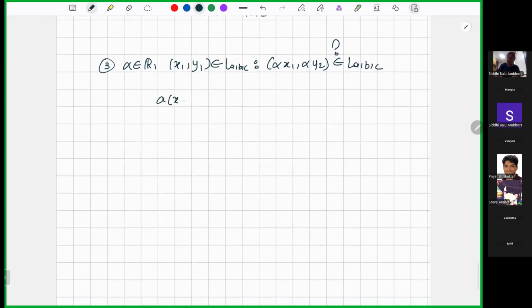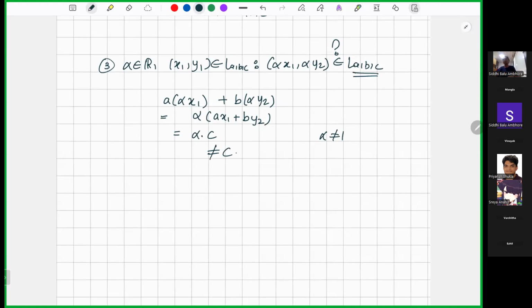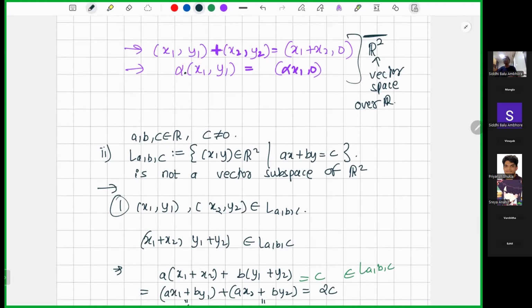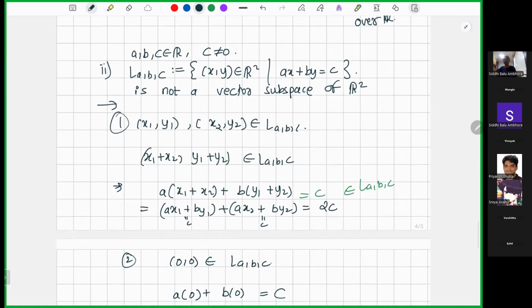Then this A alpha x1 plus B alpha y1 will be alpha into A x1 plus B y1. And this is alpha times C. And if I take alpha not equal to 1, this will not be equal to C, which we wanted for something to land in the set LABC or lie on this line LABC. So yes, therefore LABC, when C is non-zero, does not form a vector subspace of R2, because 0 does not belong there and the closure properties are not satisfied.